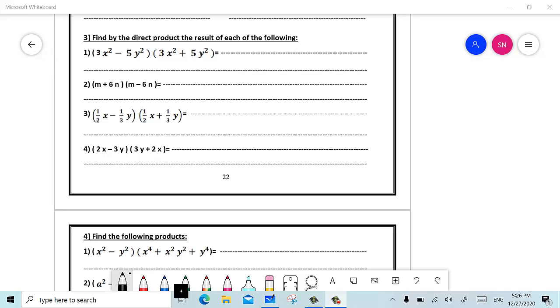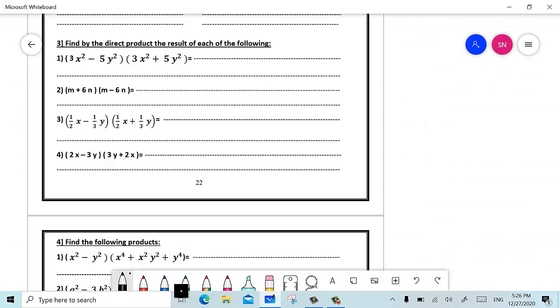In today's video, we are going to complete the second part of multiplying binomials. So, I would like you all to have your binders beside you, page 22, and let's go and solve question number 3. Before solving question number 3, we would like to remember the special cases that we have studied.